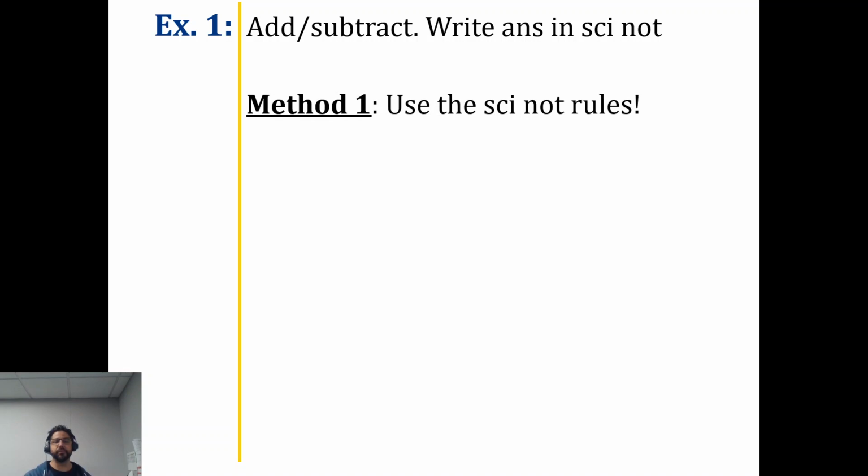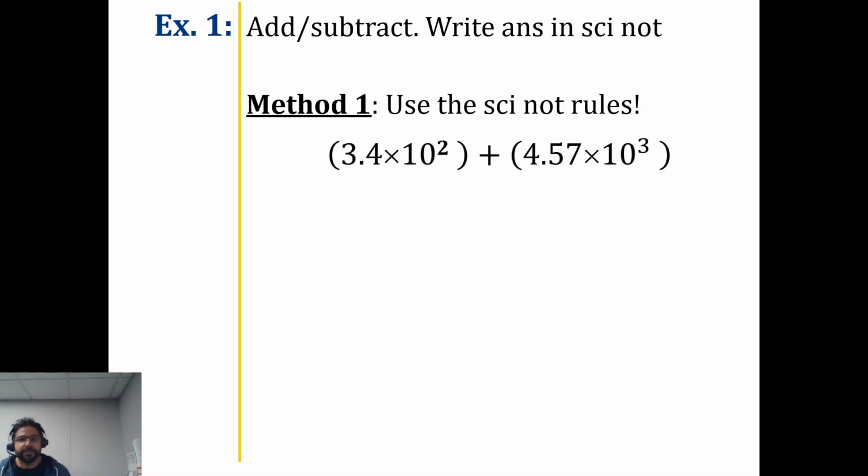All right, so let's see. Method 1, we are going to use the scientific notation rules. You've got two big numbers here that we need to add together. But if you notice, your exponent is not the exponent that we want for that first quantity. You have an exponent of 2. We need both of them to have an exponent of 3. It's a lot easier to change your smaller exponent into the larger exponent. So again, exponent 2 is going to change into an exponent of 3.